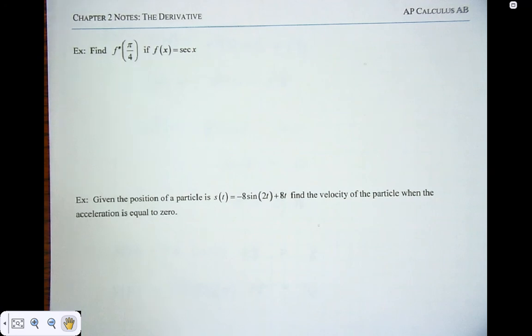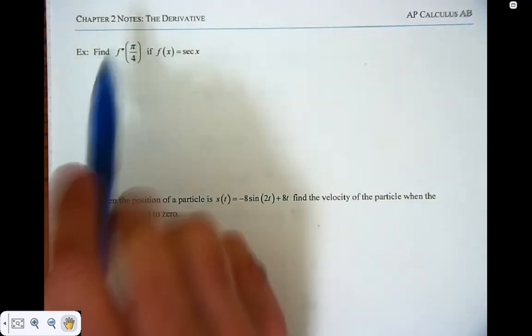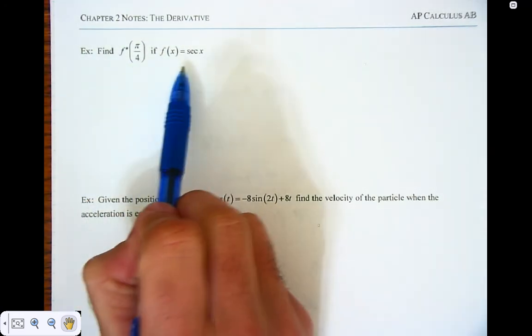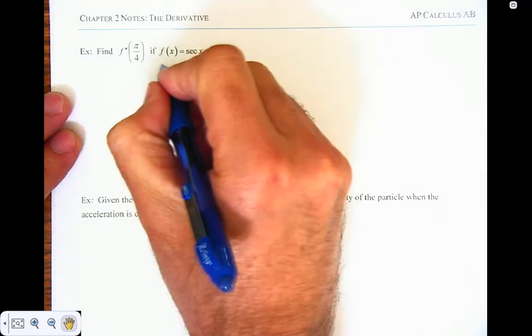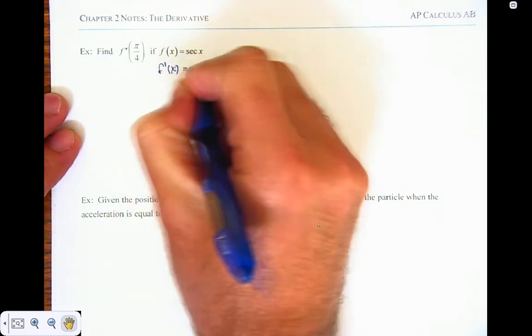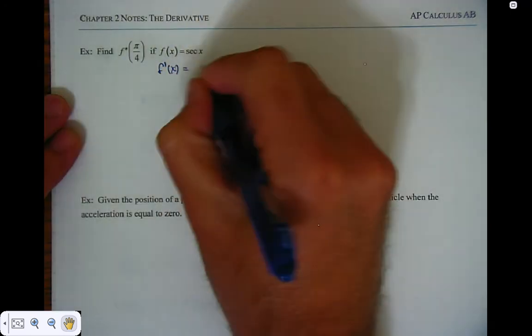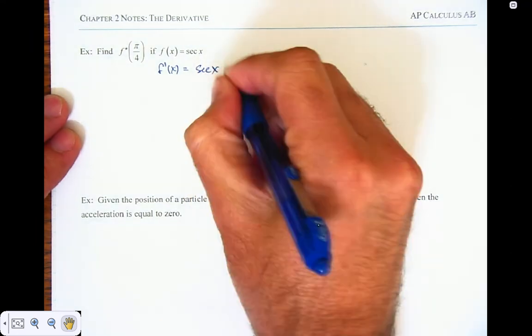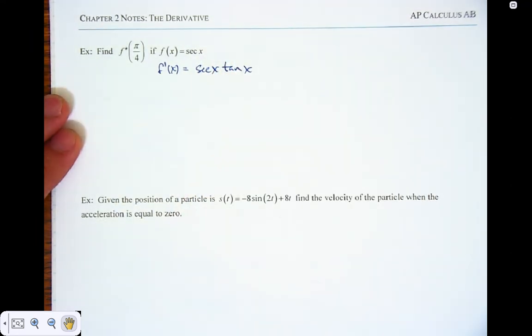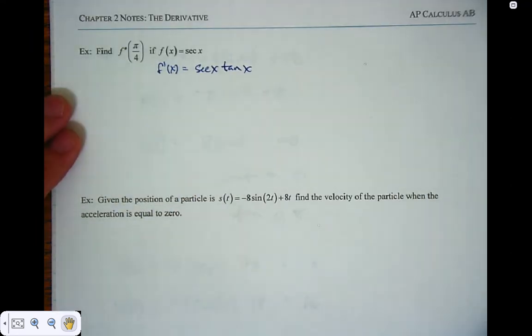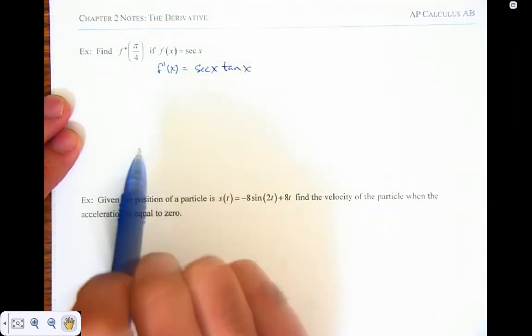Okay, so we've got a little bit different trig function up here. It wants you to find the second derivative at pi over 4 of secant. So let's jump in here and find the first derivative. Well, by definition, the derivative of secant is secant tan. That's memorization. The derivative of secant is secant tan.